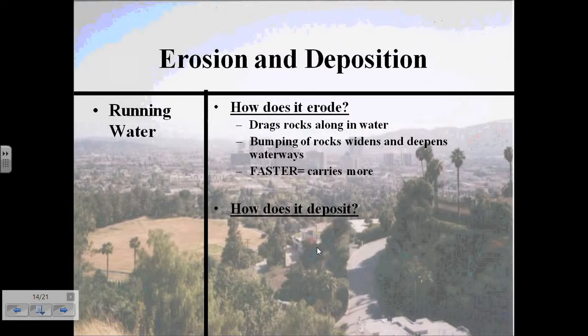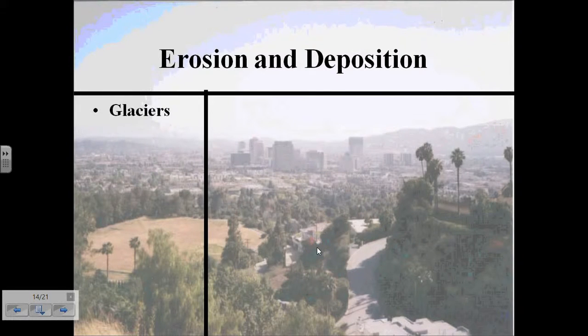And so how does it deposit if it's moving? Well, when water slows down, some of the rocks are dumped off to the side, or in this case, deposited, as in deposition. They also can form deltas, fans, or plains.